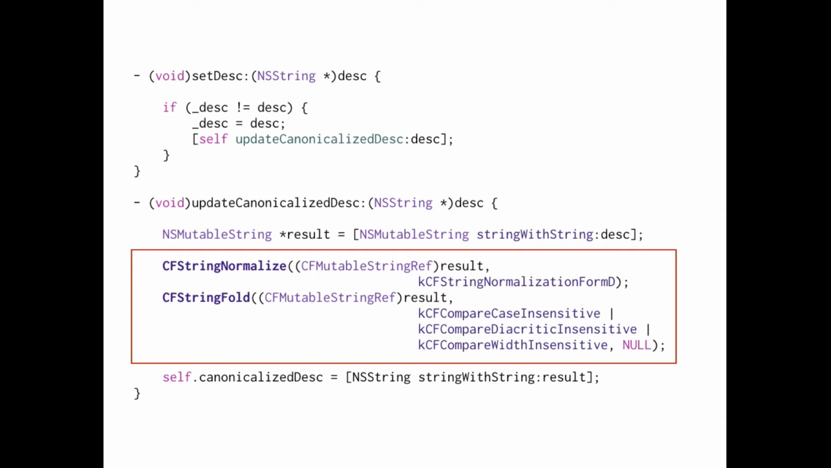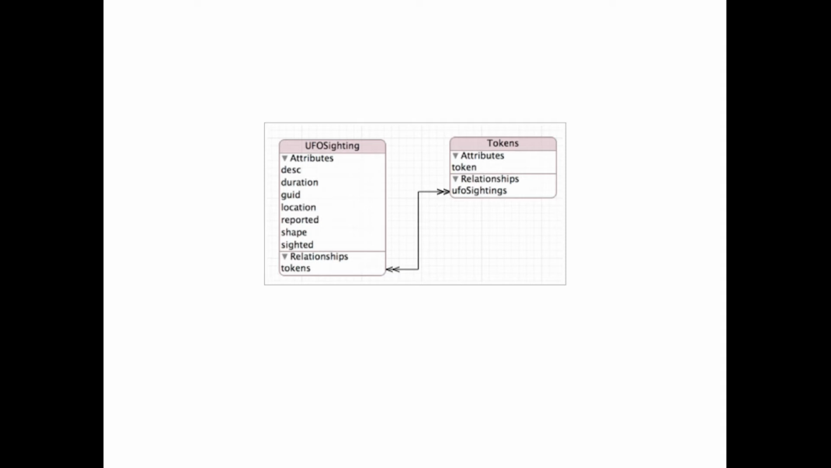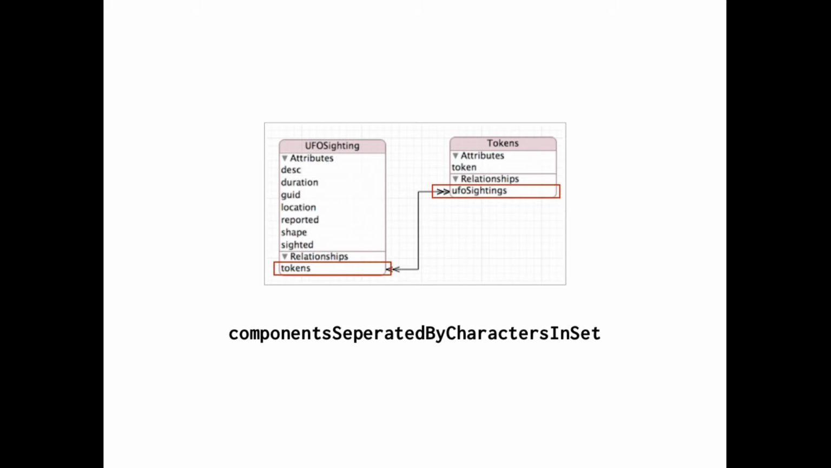So if that doesn't increase your performance enough, one thing you can do is use tokens or normalized tokens. So on that description attribute, instead of having one massive description, you can break it up into tokens. So separate all the words. And you can separate it quite easily. You can just do components separated by character sets. So take this massive paragraph of the description, normalize it, separate by all the spaces, and save that off as a separate entity. And now you can use begins with to search those tokens. And it's going to be much faster than searching a paragraph of unnormalized text on your main entity.